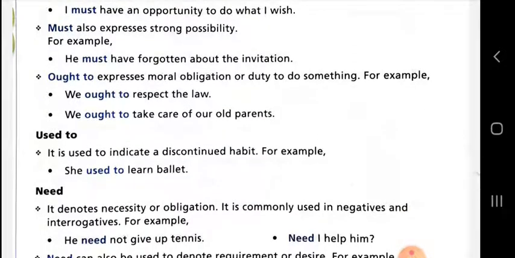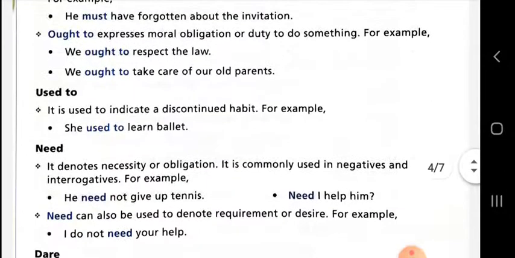Now we will talk about used to. It is used to indicate a discontinued habit. She used to learn ballet. And also it is used to show any habit in the past. I used to graze the cow.